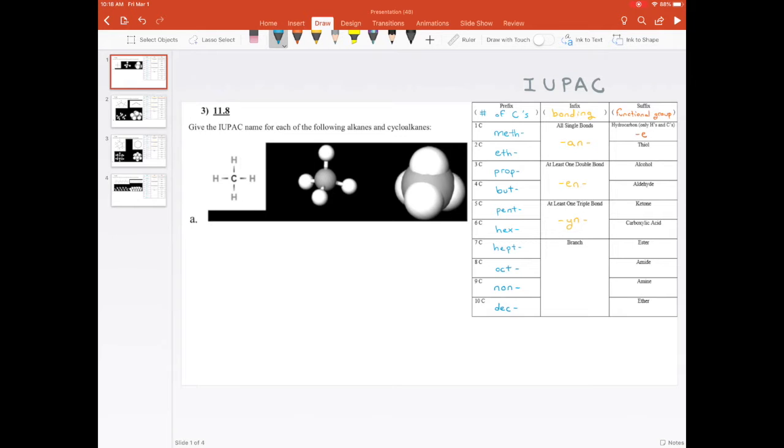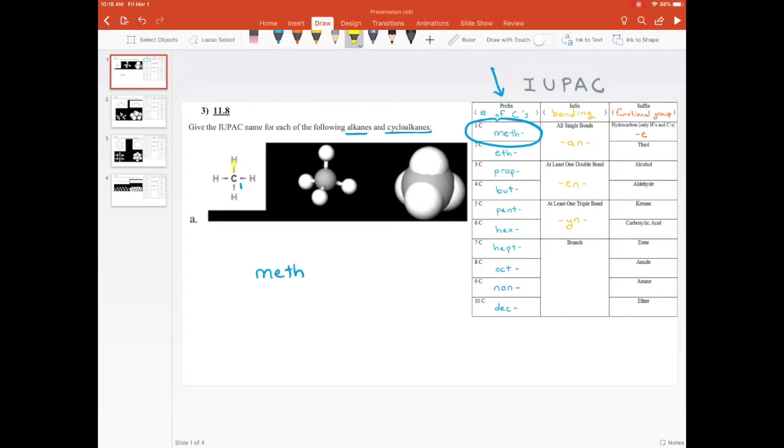So in question 3, we're trying to get the IUPAC name, those are the names using these rules on the right, for some compounds without branches, some alkanes or cycloalkanes. Alkanes are hydrocarbons. So, first thing you want to do is define the prefix, that's the number of carbons. Here we only have one carbon, so the prefix is going to be meth.